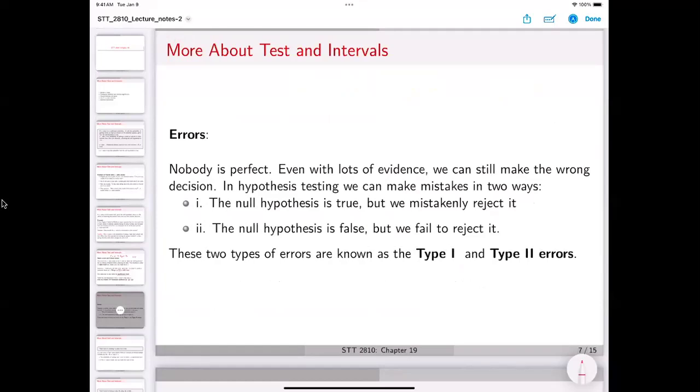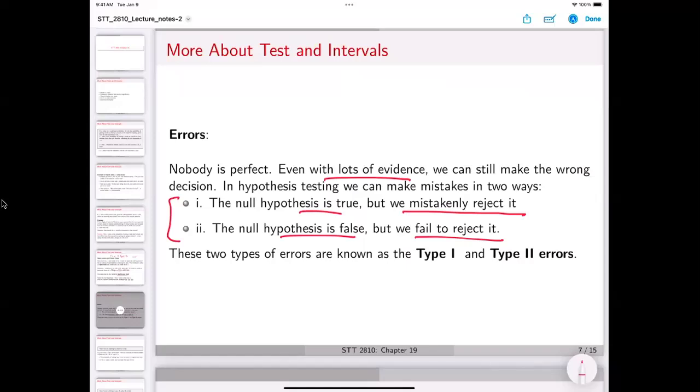Now, even with lots of evidence, we can still make wrong decisions. We can make mistakes in two ways, which I have listed here. The null hypothesis is true, and we mistakenly reject it. Or the null hypothesis is false, but instead of rejecting, we fail to reject. Those are the two types of mistakes we can make. These types of mistakes have names. They are the type 1 and the type 2 error, respectively.